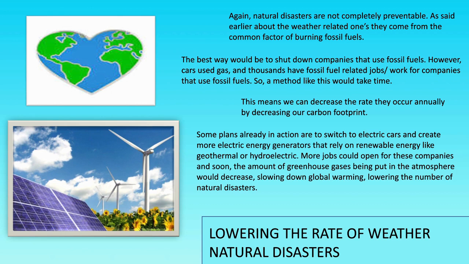This is called decreasing our carbon footprint. Some plans are already in action to switch to electric cars and create more electric energy generators that rely on more renewable energy like geothermal or hydroelectric. More jobs could open up for these companies, and soon the amount of greenhouse gases being put in the atmosphere would decrease, slowing down global warming and lowering the number of natural disasters annually. However, they will still exist as they are part of Earth's natural processes.